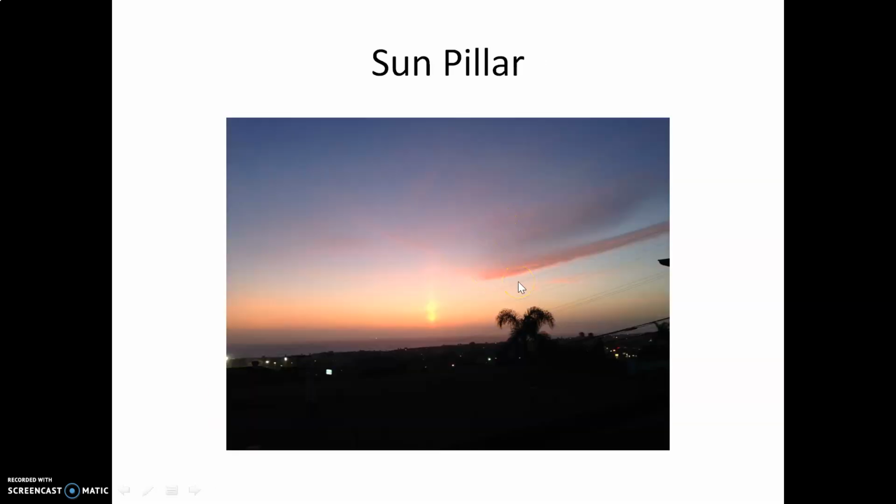Okay, this right here is what's called a sun pillar. You're basically looking at the refraction of sunlight here through ice crystals in the upper Earth's atmosphere. So here in California, you're usually only going to see something like this, say, in late autumn or during the winter.